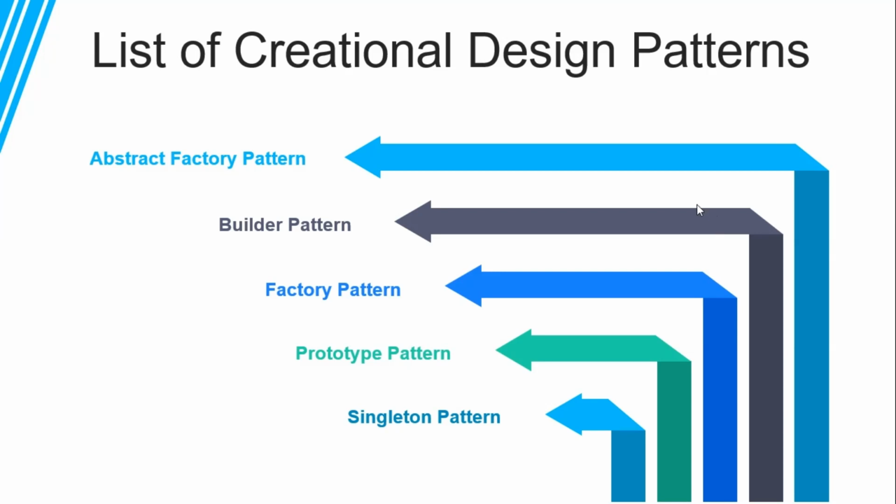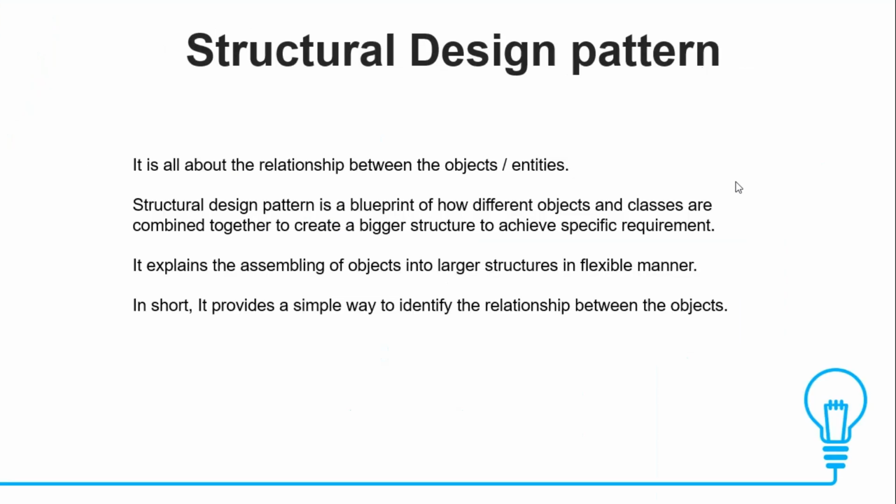Now move to the second design pattern, which is the structural design pattern. Structural design pattern is all about the relationship between objects and your entity classes. It is a blueprint which describes how different objects and classes are combined together to create a bigger structure to achieve a specific requirement. Means we need to solve some problem, and to solve that problem, how can we combine multiple classes or objects together to create a structure which can solve that specific problem? So it is about the structural design pattern.